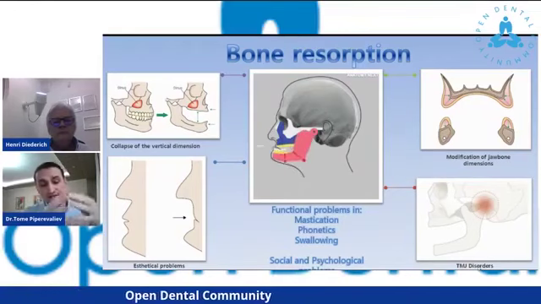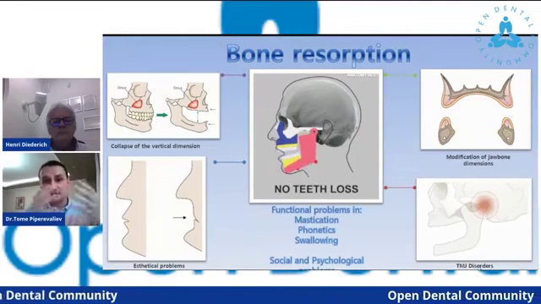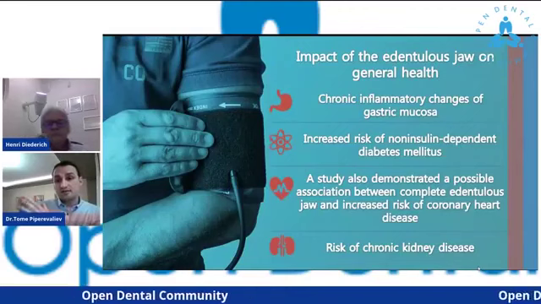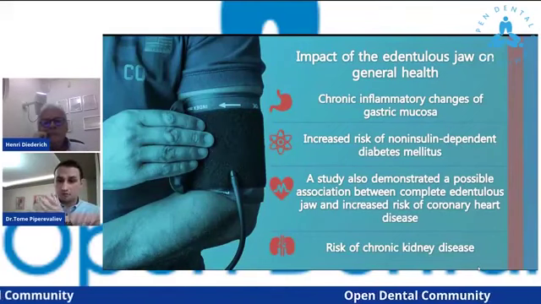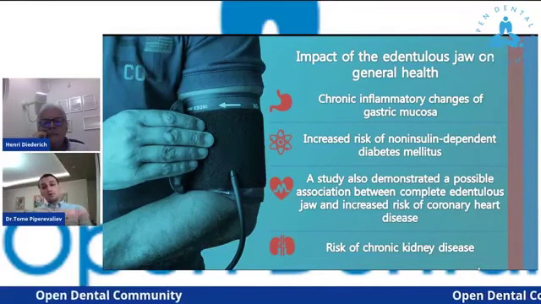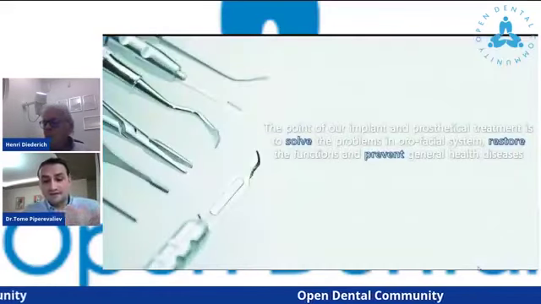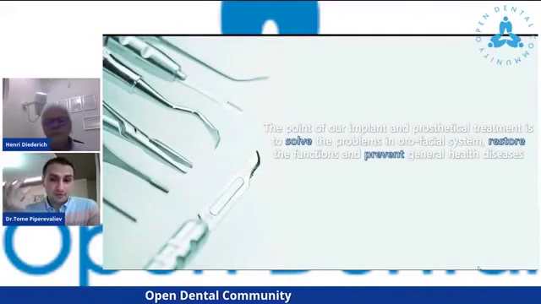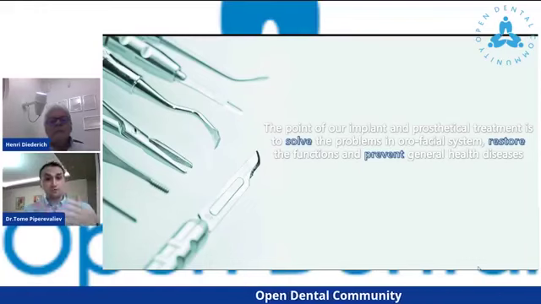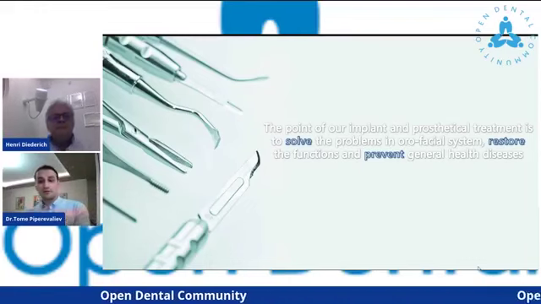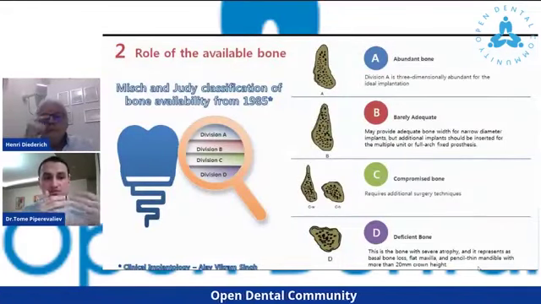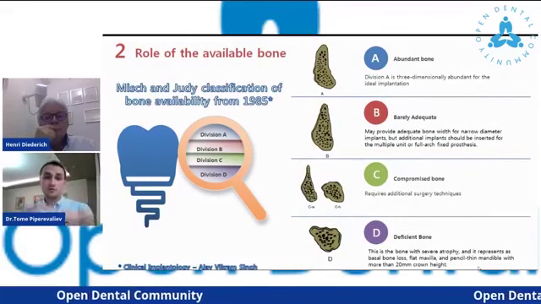Our patients, as a result of insufficiently mechanically processed food, are exposed to the risk of general health diseases like diabetes mellitus, chronic kidney disease, chronic inflammatory changes to the gastric mucosa, or coronary heart disease. So the point of our treatment is to solve the problems in the orofacial system, to restore the functions, and to prevent the general health diseases. But our treatment options mostly depend on the quality and quantity of the bone.